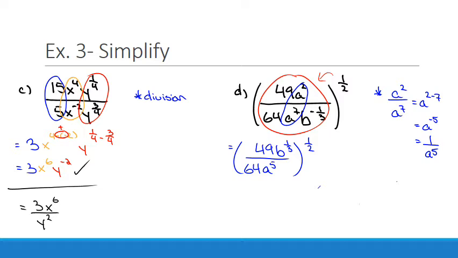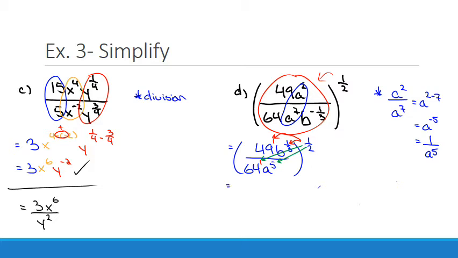Now I can bring this exponent from the outside in. Remember the big thing that people forget: the numbers have an exponent too. They have 1s. So this 1/2 is going to go to the 49, it's going to go to the b. It's a fractional base, so the exponent goes to both the top and the bottom. It's then going to go to the 64 and to the a. So this 1/2 is going to go all over the place. And remember, when raising a power to a power, I'm going to multiply all these exponents.